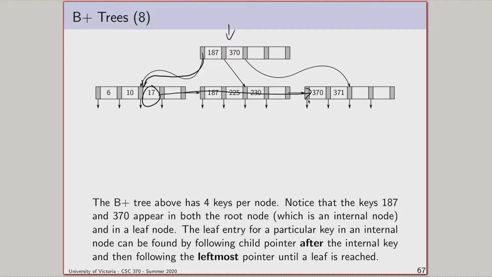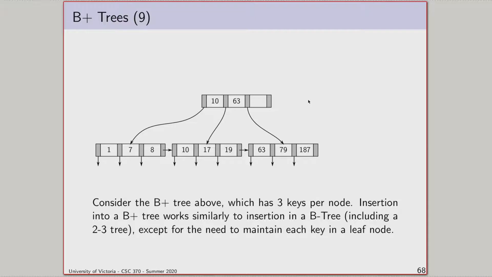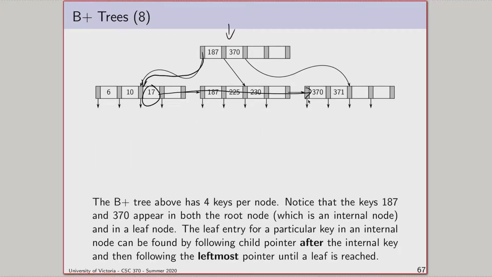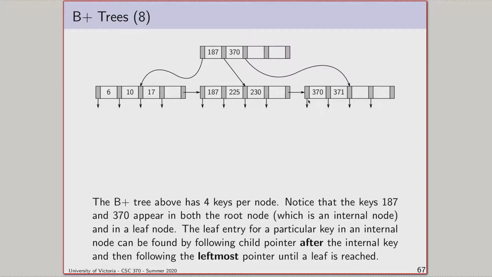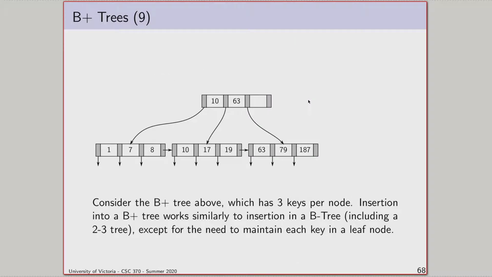So let's just scroll through this. I want to look at an example with a little bit fewer elements. So as far as the density constraints are concerned, it's less exciting if we only have 3 things per node, but you might appreciate that if you have 4 things per node, it would be some difficulty to even draw a B plus tree with 3 or 4 levels. So let's take a look at this tree with 3 keys per node.